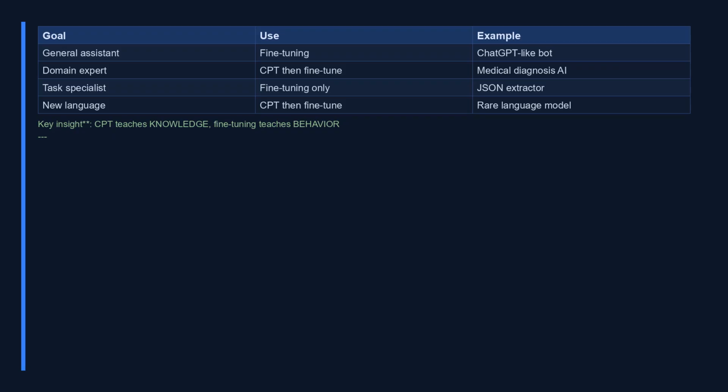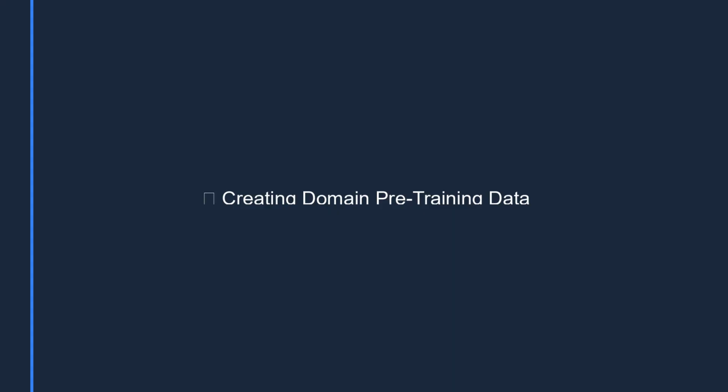The clearest way to think about this: CPT teaches knowledge, fine-tuning teaches behavior. If you want a general assistant, fine-tuning alone is enough. If you want a medical diagnosis AI, you need CPT first to load the knowledge, then fine-tuning to shape how it communicates that knowledge. If you're adding support for a rare language the model barely saw during pre-training, CPT is non-negotiable. The two-stage pipeline, CPT then fine-tune, is the professional approach for any serious domain specialization.